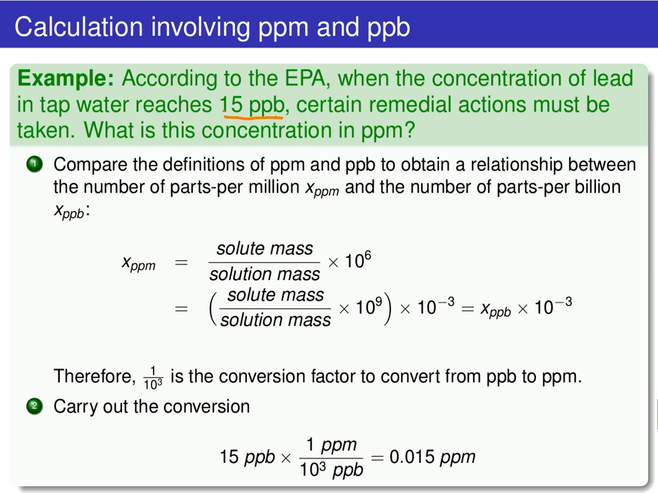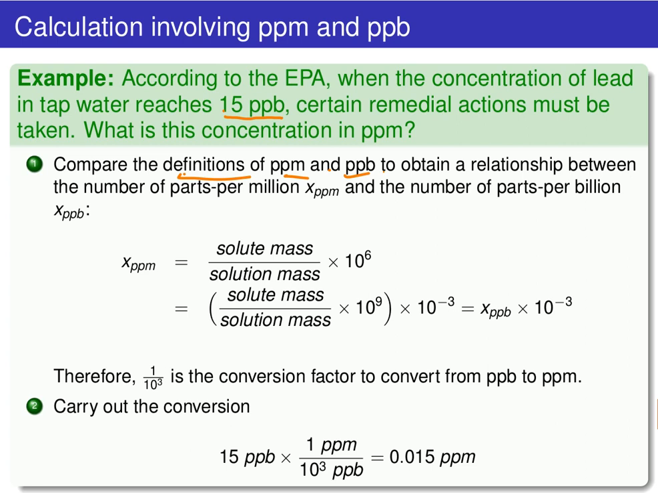So what we want to do first is just see how we can convert from ppb into parts per million. To convert this 15 ppb into parts per million, we need to build a conversion factor that takes us between the two concentration units. This is a problem that I oftentimes see students get backwards, so I want to take a second here and work out where this conversion factor comes from. We're going to compare the definitions of ppm and ppb to build up that relationship.